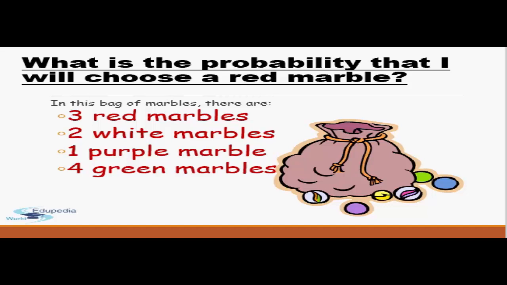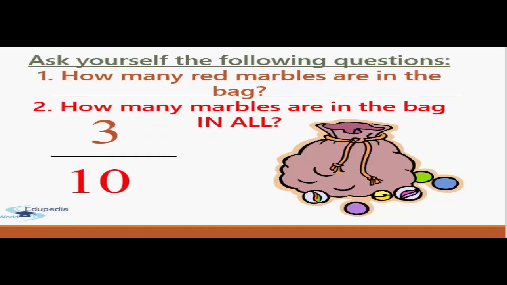Now if I ask you how probable it is, or what is the probability that you're going to get a certain marble when you put your hand in the bag to take out a marble. For example, if I ask you what is the probability of you choosing a red marble, if you don't look inside the bag and you put your hand in and you take out a marble, what is the probability that you're going to get a red marble? So the probability of that is going to be 3 by 10.